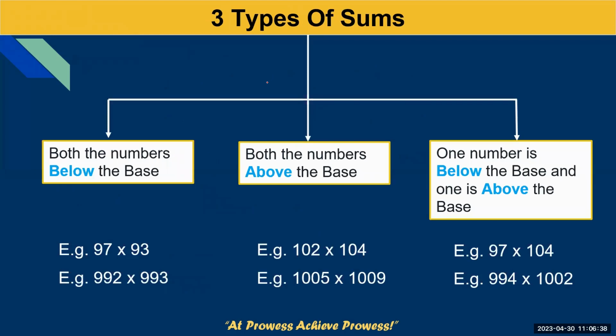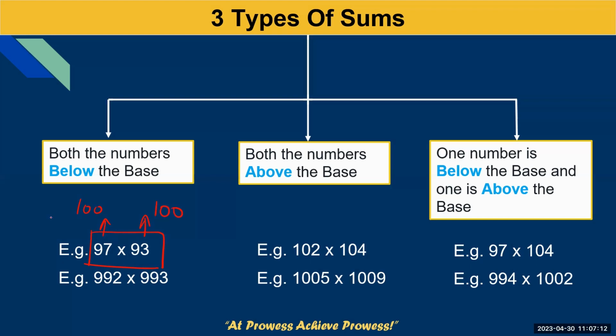Now we are going to study 3 types of sums. Broadly, we are going to classify the sums into 3 different types. Now here you can see the 3 types. The first type is where the numbers are below the base. Say I have to multiply 2 numbers, and the numbers are 97 and 93. What will be your base number? Will it be 100? Yes. What will be the base number in case of 93? That will also be 100.